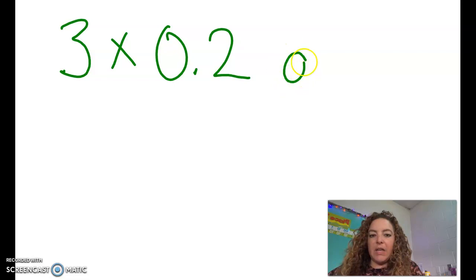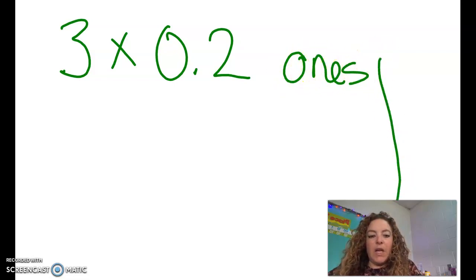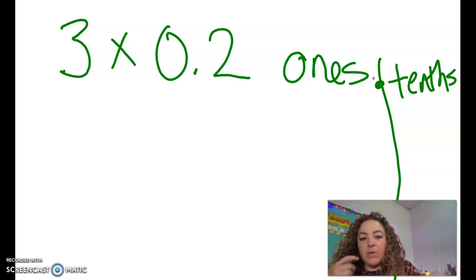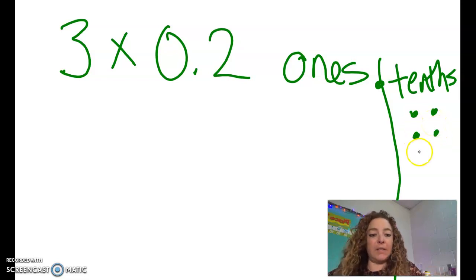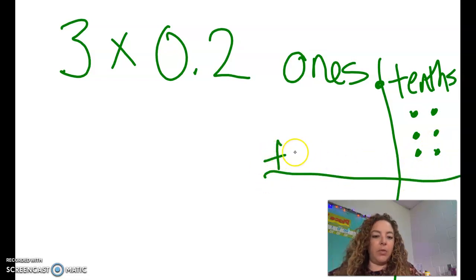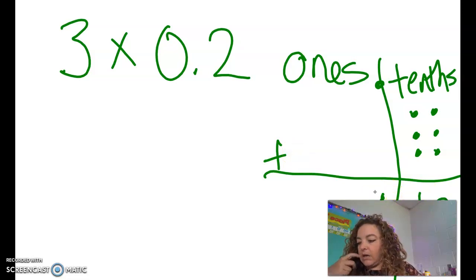So one way to think about that is we have our ones place value and we have our tenths place value. Okay, and so it's saying we have 3 copies of 2/10. So 1, 2, that's 1 copy, right? 1, 2, that's 2 copies. 1, 2, that's 3 copies. And so if we added all of those up, 3 copies is 6/10. So 3 copies of 2/10 is 6/10. Okay. Let's practice a couple more of these.